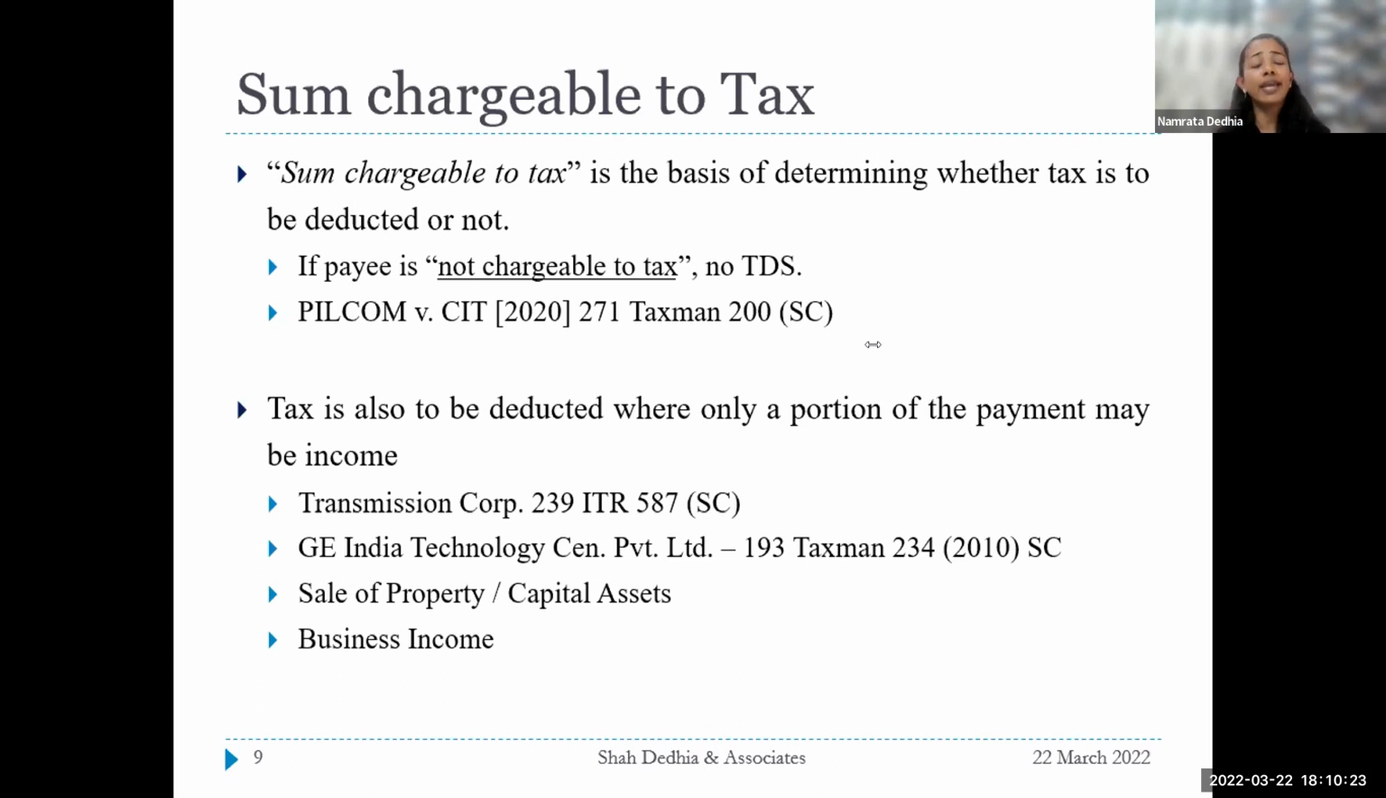So the only other way you can, as a buyer, be sure of the exemption is if the non-resident seller deposits that amount in the capital gains account scheme. If that is the situation, then based on the deposit of the capital gain amount in the capital gains account scheme, you can take a stand that the capital gain is not taxable and therefore no TDS obligation needs to be discharged.